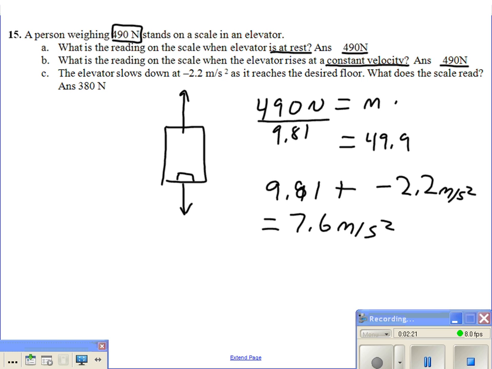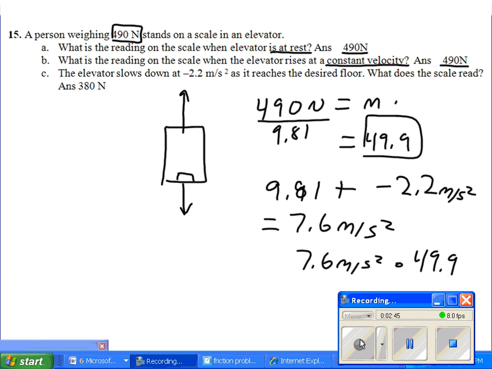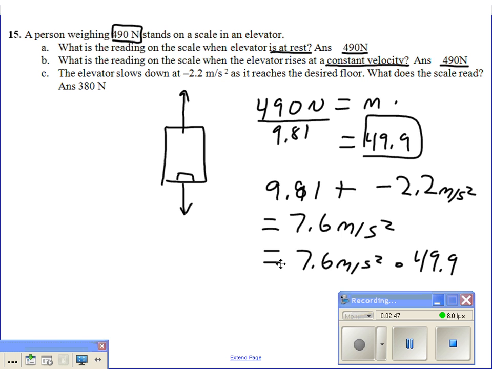So since we have this new acceleration, what we can do is use that times mass. So to find the force involved, we would take 7.6 meters per second squared and multiply it times the mass of 49.9. When we do that, we find that equals 379.7, or as it says up here, 390 newtons.